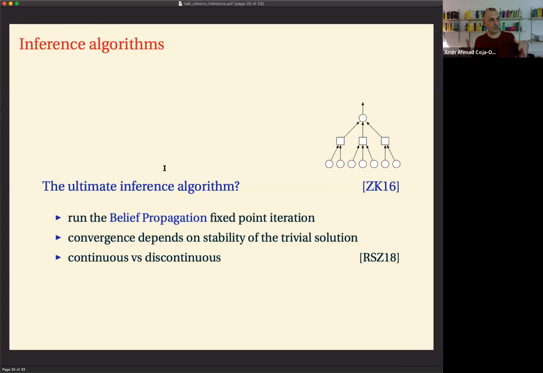Right. So again, a prediction from our good friends from physics is that belief propagation should be the ultimate inference algorithm. In these problems like the stochastic block model, there's always a trivial fixed point that belief propagation could run into. Namely, in the case of the stochastic block model, just the paramagnetic solution where you say, well, everybody just has the uniform distribution, I don't know anything.